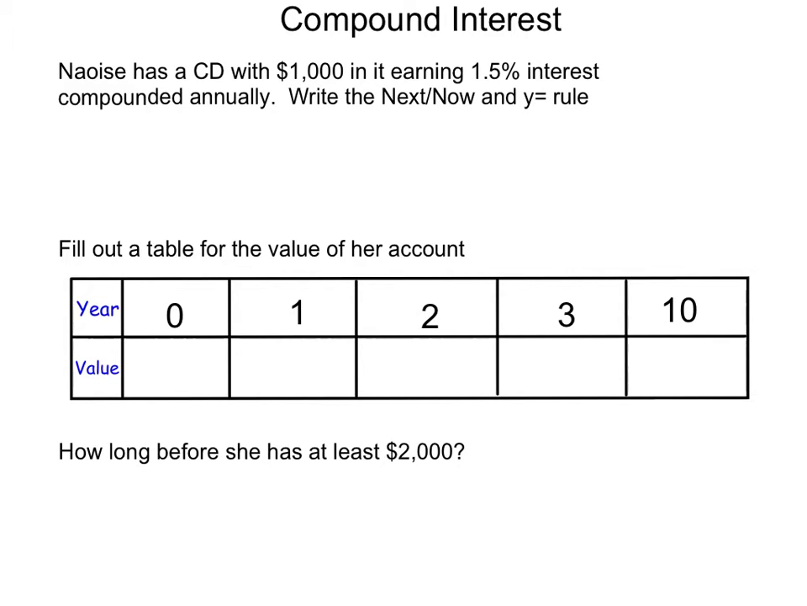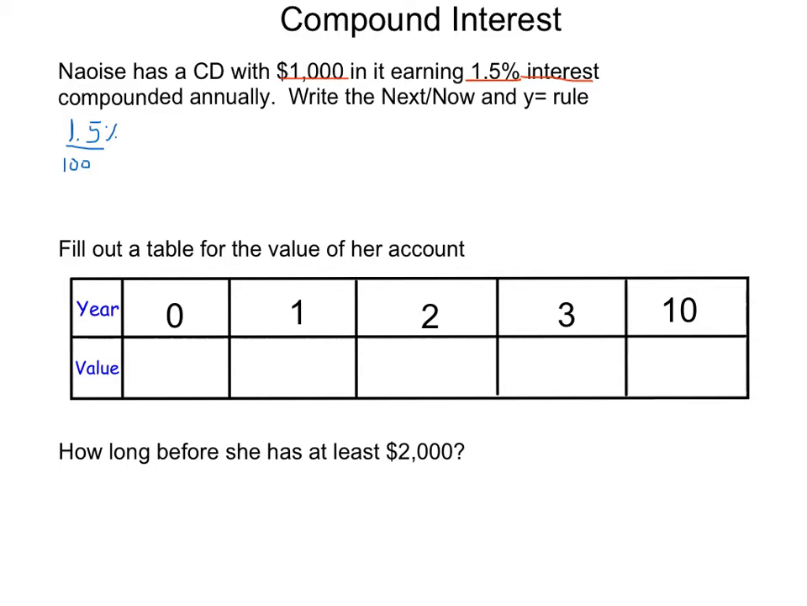Hello there. Let's do a problem involving compound interest. Nisha has a CD, certificate of deposit, with $1,000 and it's earning 1.5% interest compounded annually. I'm underlining the important numbers here. And we want to write the NEXT-NOW rule and the y equals rule.